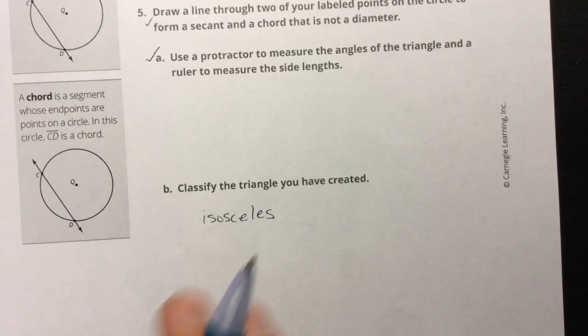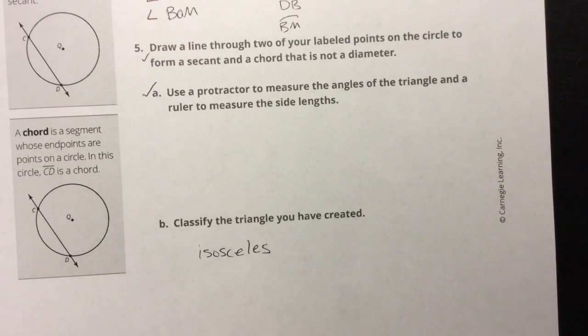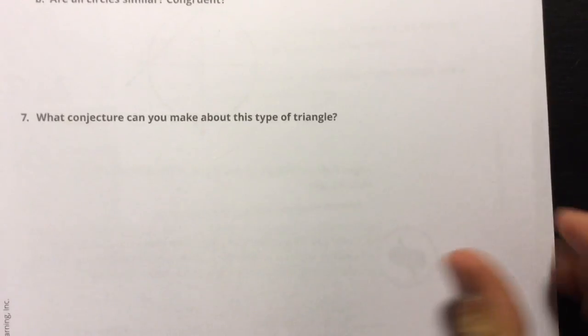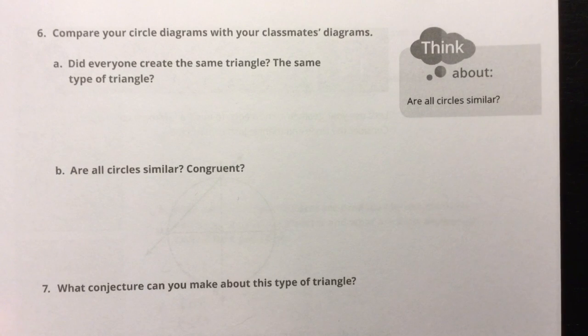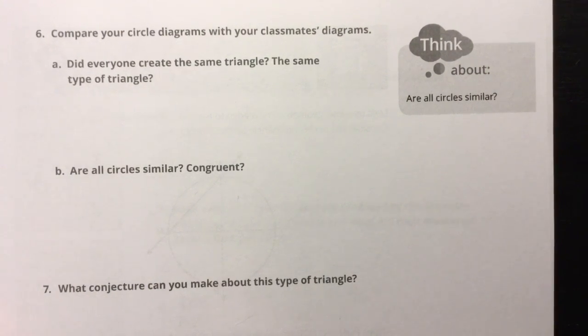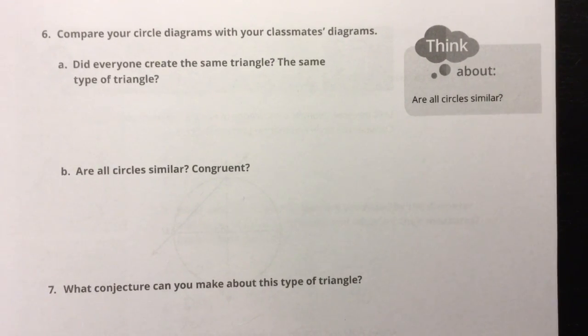So that was question 5. Now we're going to move on to question 6 here. Give me 1 second while I straighten up my paper. Here we go. Question 6. Compare your circle diagrams with your classmates' diagrams. Did everyone create the same triangle, the same type of triangle?